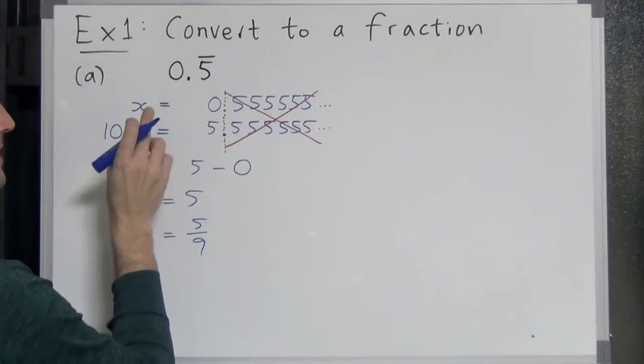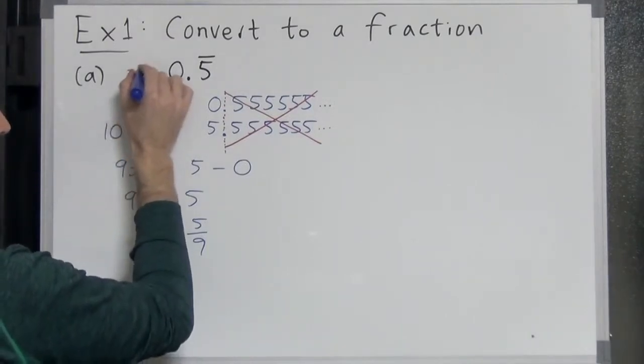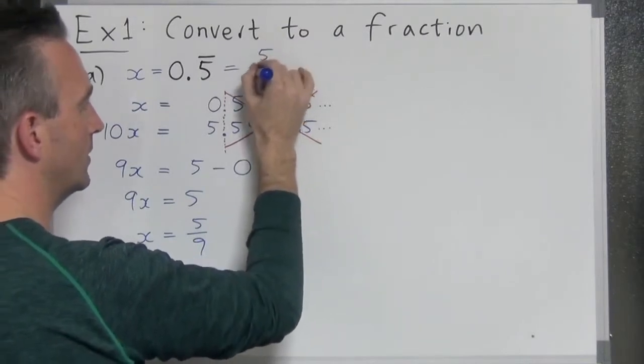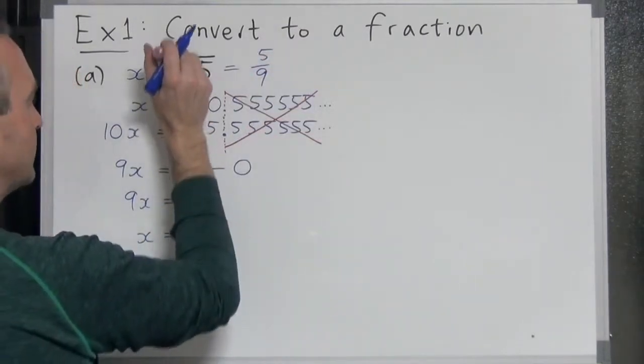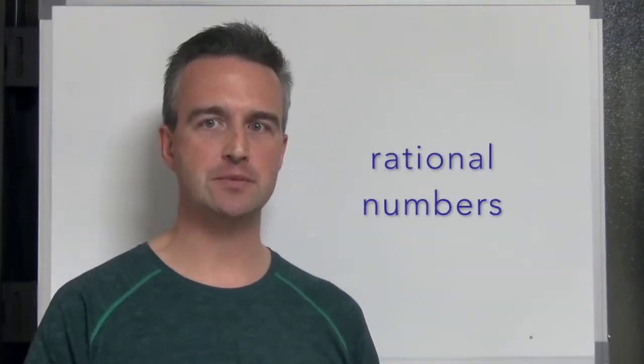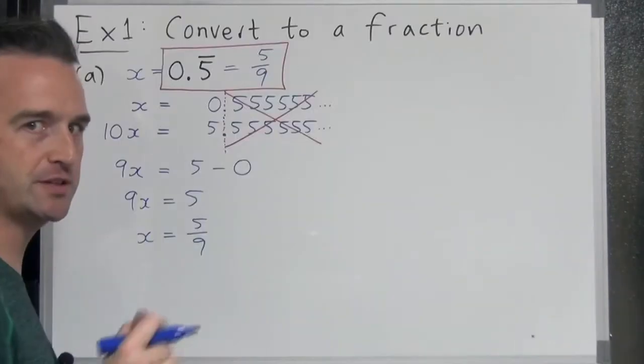And back up to the original here, when I call this x, I'm actually referring to this as well. That is also x, which is equal to 5 over 9. There you go. That's the first and most basic example we can do. So numbers with repeating decimals are known as rational numbers. They're a ratio of two numbers that can be written as a fraction. Let's try something harder now.